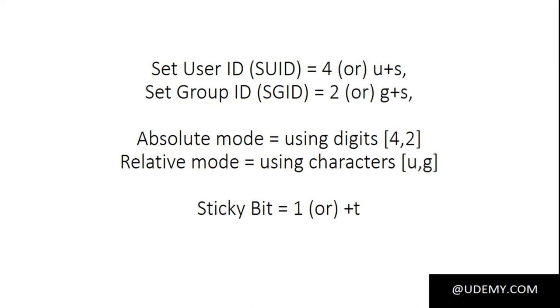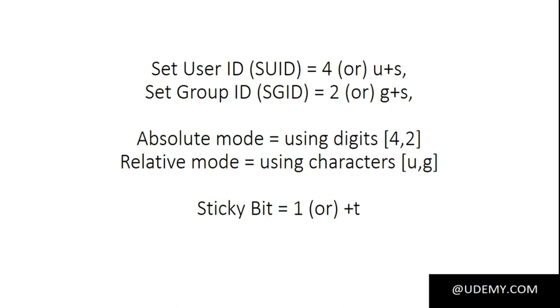Before starting the practical of special permissions, I just want to give you an overview of the special permissions that are available. So, first there is set user ID, which has the value of 4. If you want to use chmod in absolute mode, you can also use u+s with chmod, of course. Then we have set group ID with a digit value of 2 in absolute mode, and you can also use g+s if you are in relative mode.